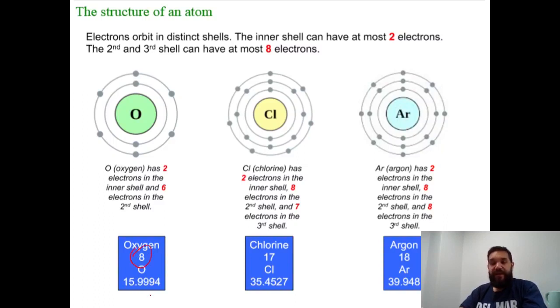And how many protons does it have? 8, because it's element number 8. It's atomic number. Okay, that means if it's neutral, it's going to have 8 electrons. The 2 are in the first shell. That's going to leave 6 in the subsequent second shell, the outermost shell. Now, are those electrons happy? Well, not exactly, because it wants to be full, right? The atom wants to be full.